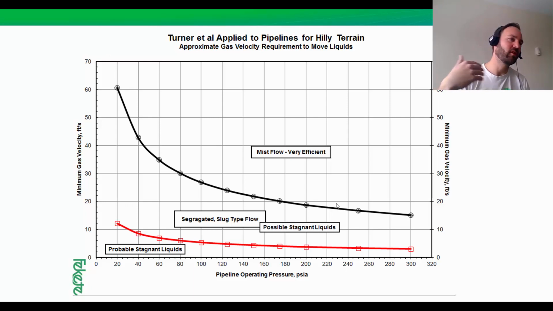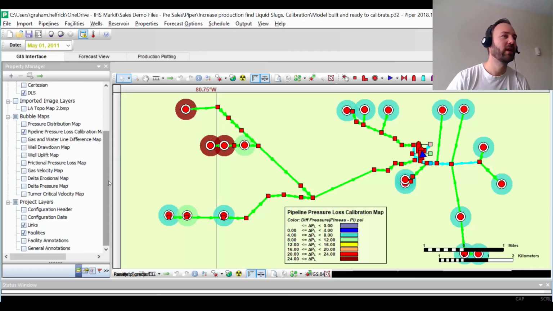We should be able to move all the liquids through the pipeline with that gas velocity. But once we get our velocity a little bit lower, and definitely in the red area, now we're at risk for liquid slugs to occur in the pipe. We can actually apply these calculations directly in Piper to see where this could be occurring.